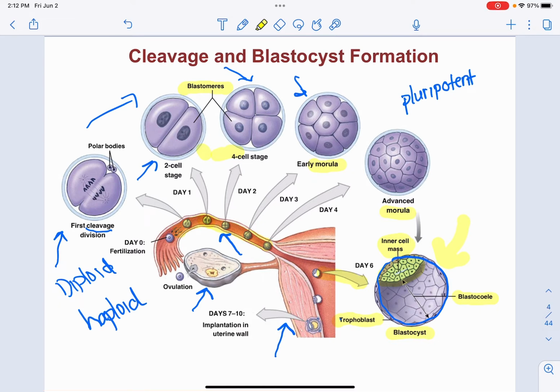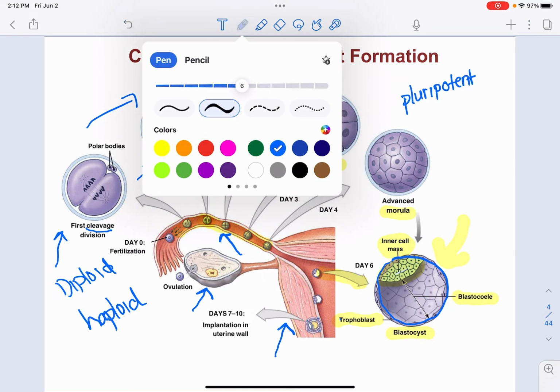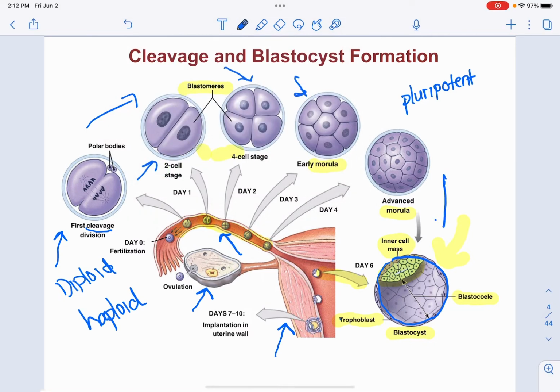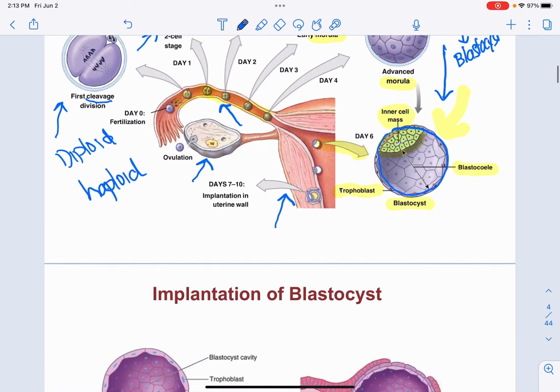Okay? So the morula goes on to become the blastocyst. And again, now cells have taken on a specific fate. So the blastocyst is going to embed in the uterine wall between days 7 and 10. And then we are going to implant.